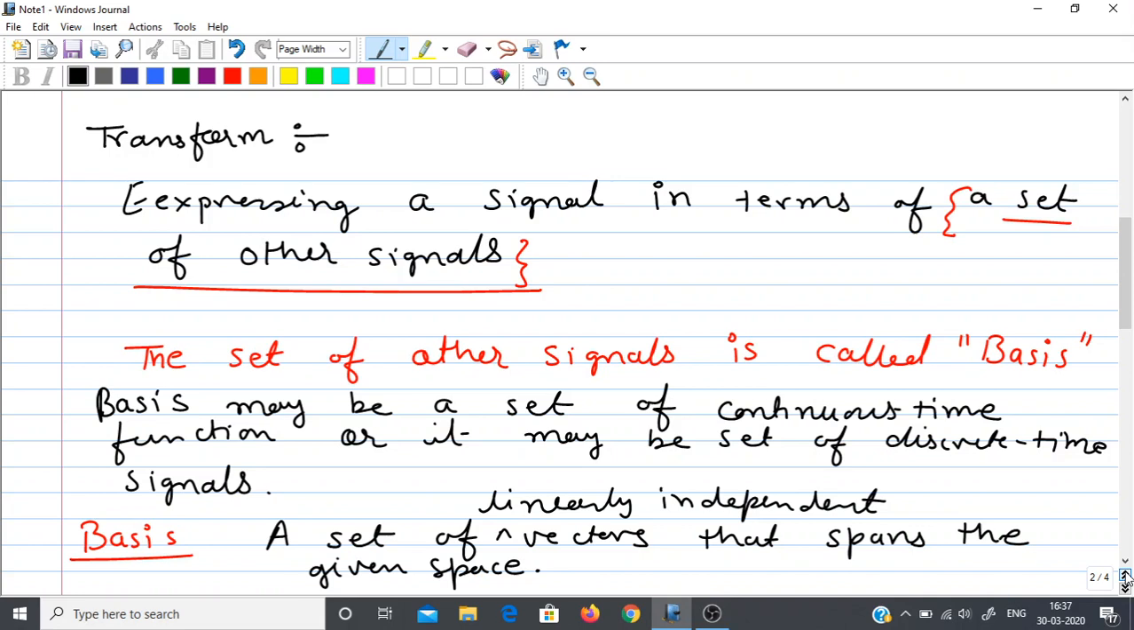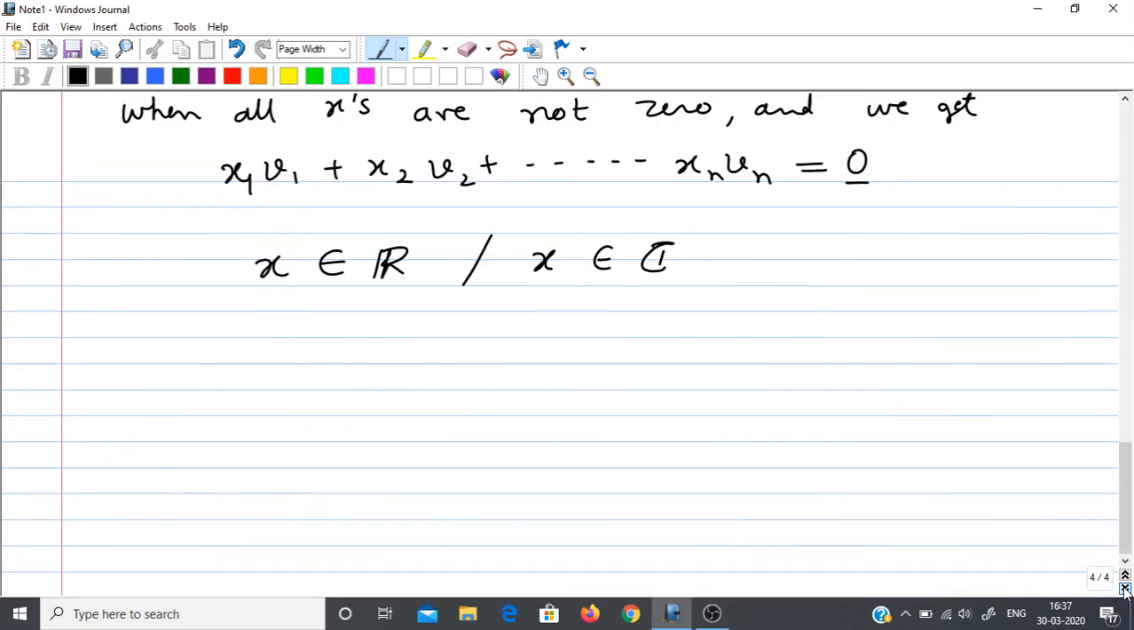Basis is a set of linearly independent vectors that span the space. So the meaning of linearly independent vector is clear to us. But what do you mean by spanning the space? So I will now try to clarify what is meant by spanning the space.